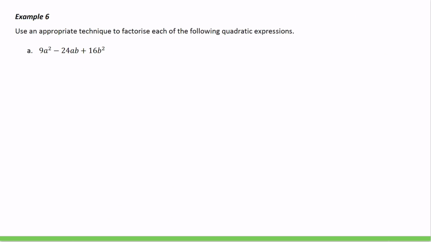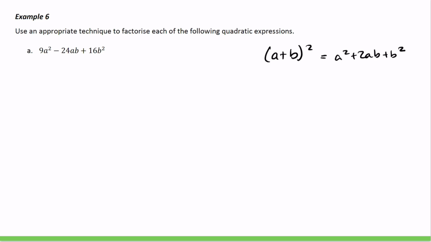So we're going to do a couple of these examples. First of all, it's 9a squared minus 24ab plus 16b squared. So here, what you need to recognize is that this is actually a perfect square. So what that means is we're going to be using this formula: a plus b all squared is equal to a squared plus 2ab.